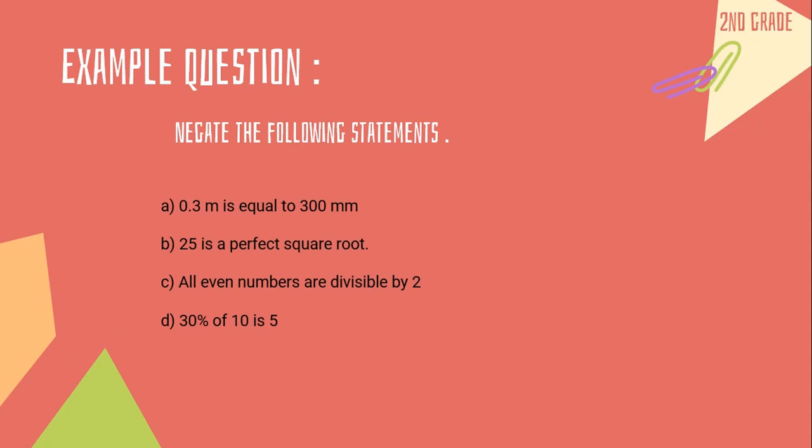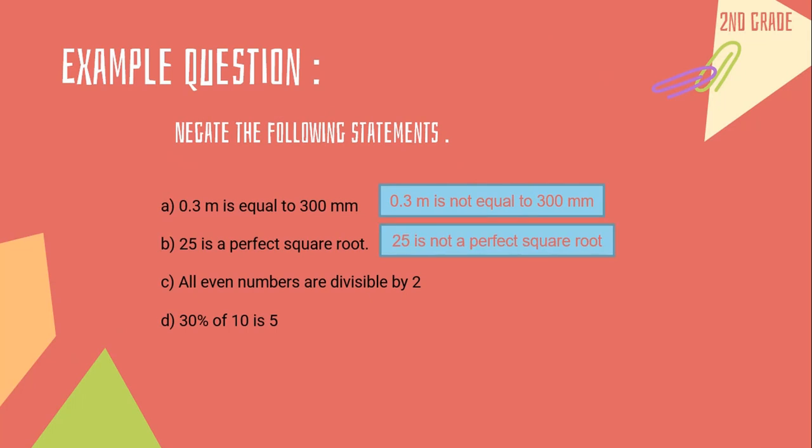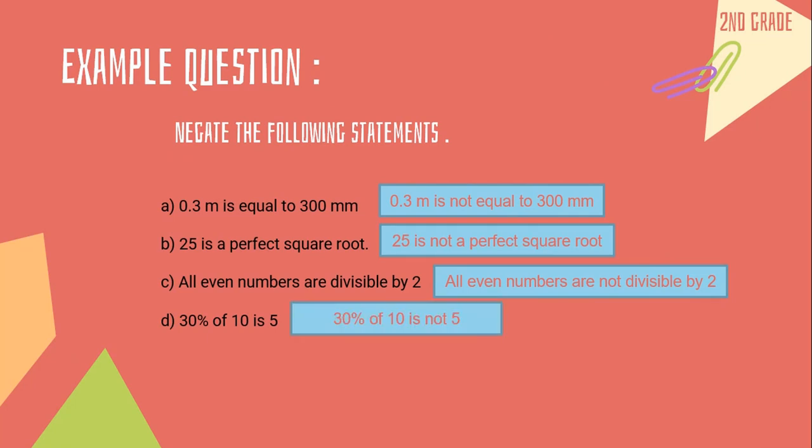So the first question is 0.3 meter is equal to 300 millimeter. So to negate the statement, it will be 0.3 meter is not equal to 300 millimeter. Okay, next, 25 is a perfect square root. So the negated statement is 25 is not a perfect square root. Next, all even numbers are divisible by 2. So to negate it, it will be all even numbers are not divisible by 2. Lastly, 30% of 10 is 5. So the negation will be 30% of 10 is not 5.